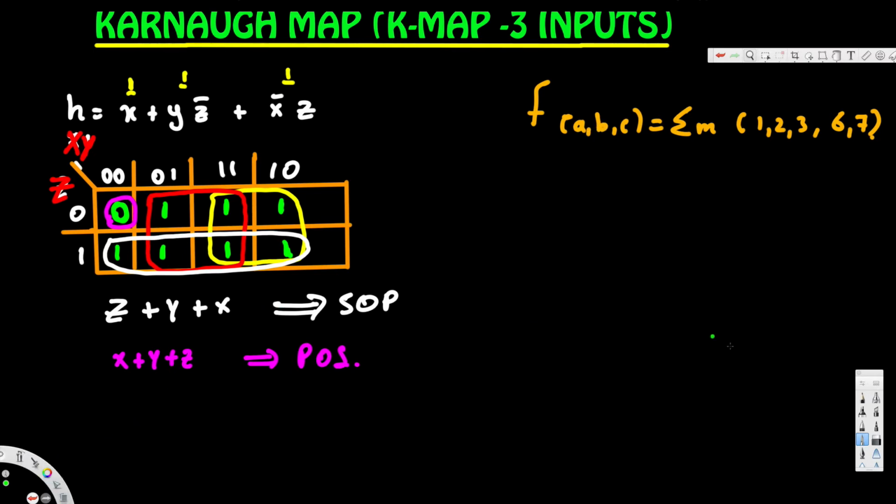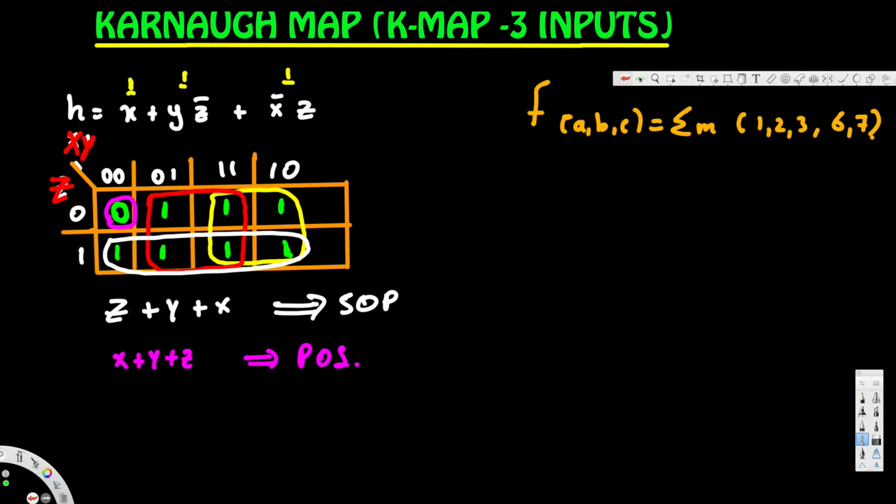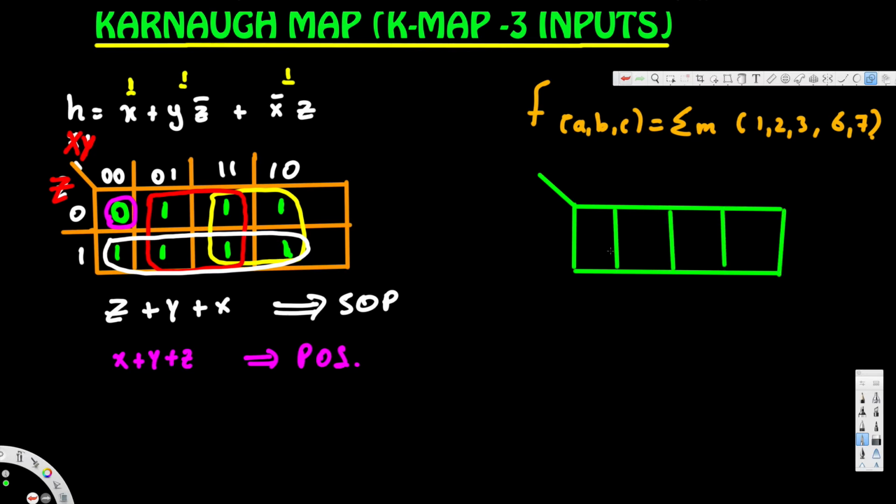Now let's go ahead and create the boxes. Here we are going to have something like this, 8 boxes, and here we have 3 input variables. Those are A, B, C.